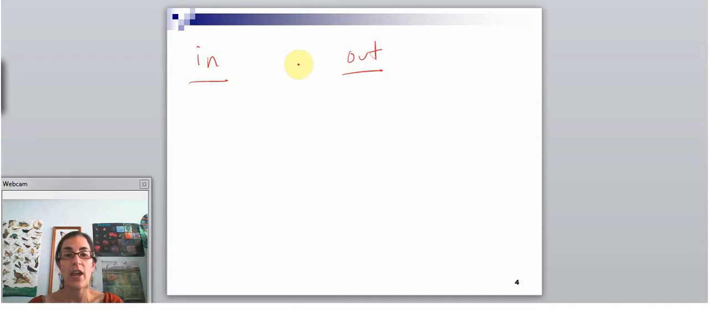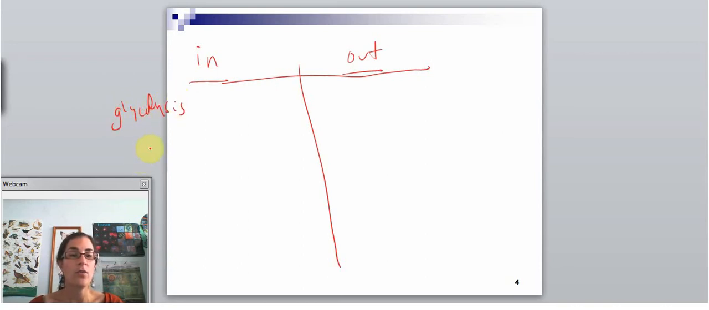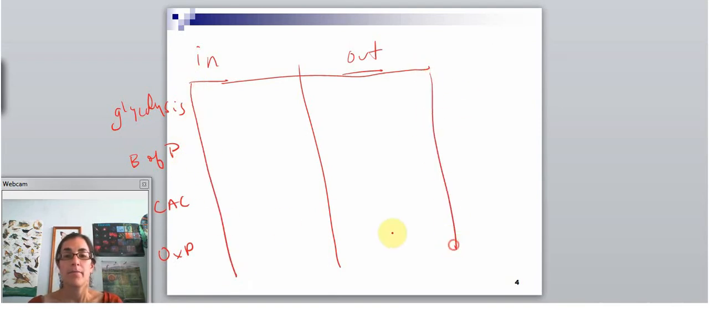So you should create a table for what goes in and out for each stage of cellular respiration. So one row for glycolysis, one for the breakdown of pyruvate, one for the citric acid cycle, and one for oxidative phosphorylation. So you're going to have a table like this.